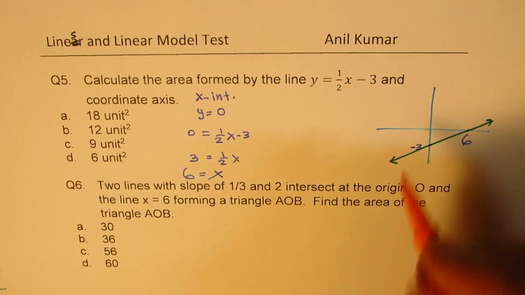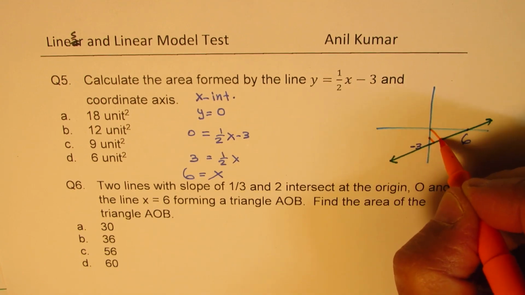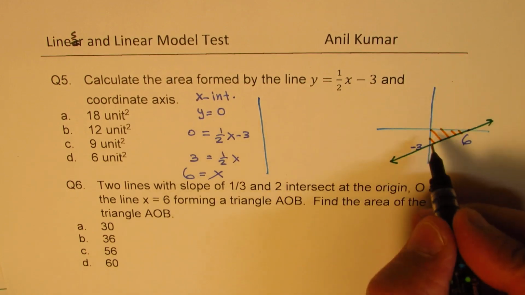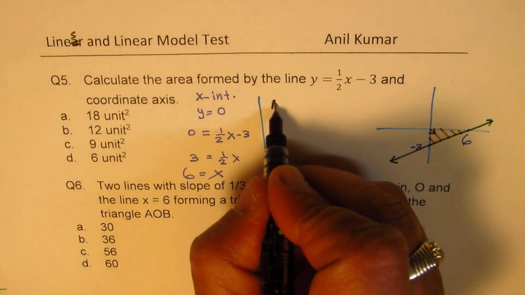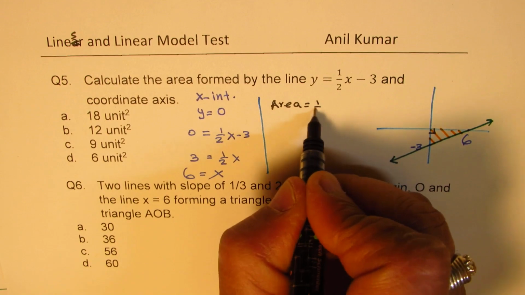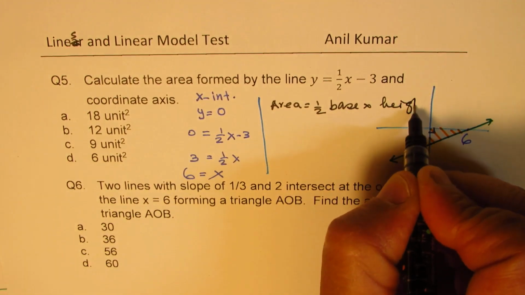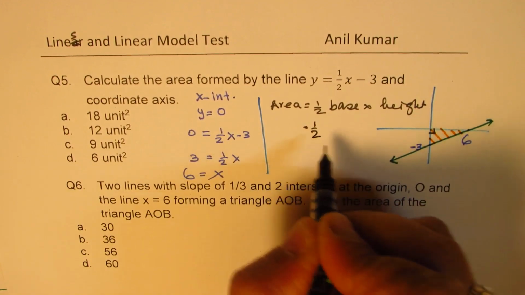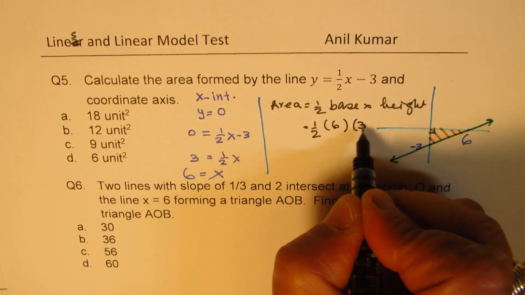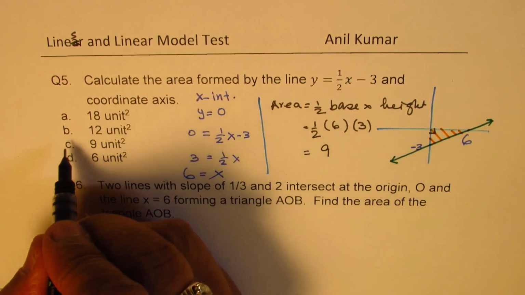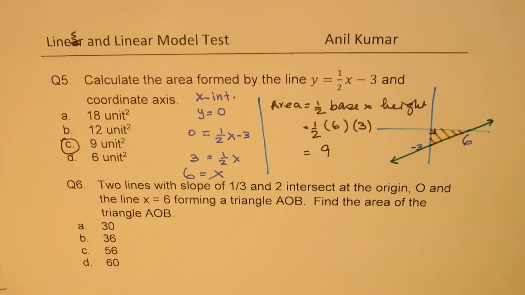We are looking for the area between the coordinate axis and the line. That means this area. Remember that area is always positive, correct? Now clearly this is a right triangle, and therefore area is going to be half of base times height, which is clearly half of 6 times 3, right? You have to take the absolute values, which is 9, and therefore C is the correct option.